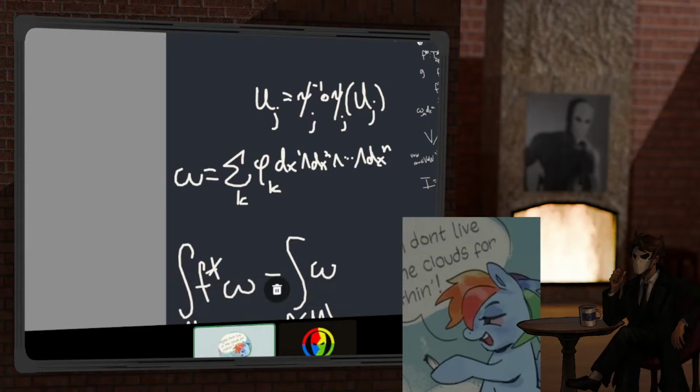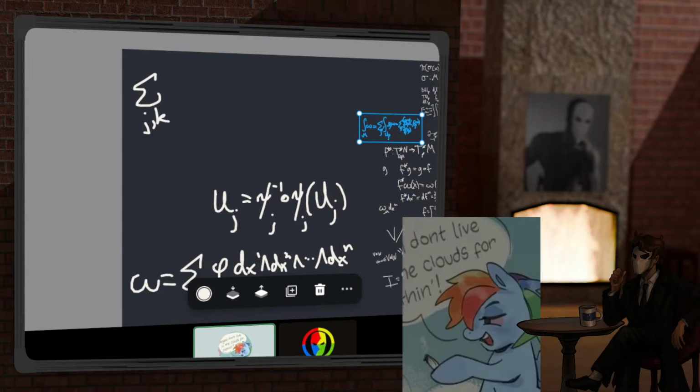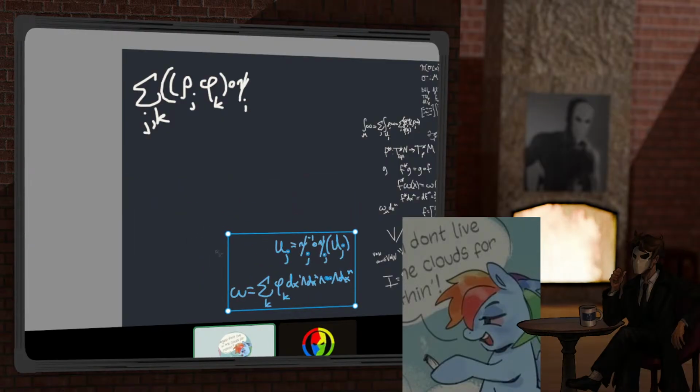Then basically, when you're integrating a form, you can essentially drop these wedges, and I'll show you that in a second. So we have a sum over j and k of, because of the way we defined the pullback initially, we get rho j times each phi k composed with the inverse chart.